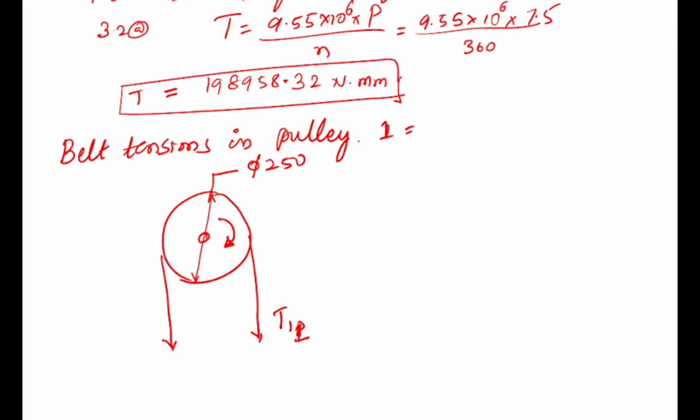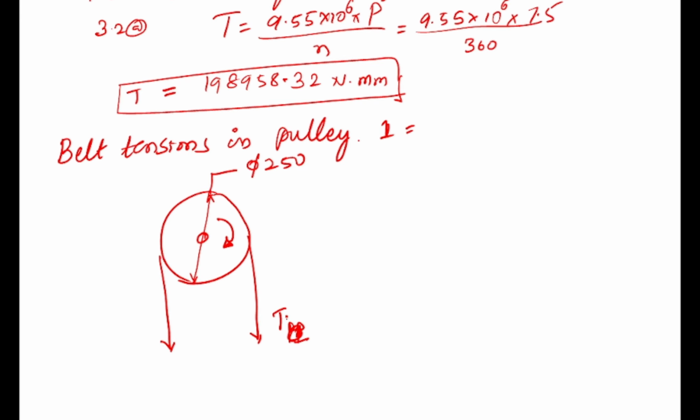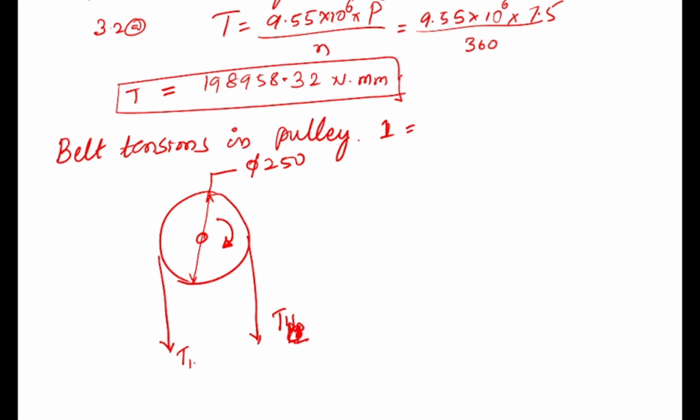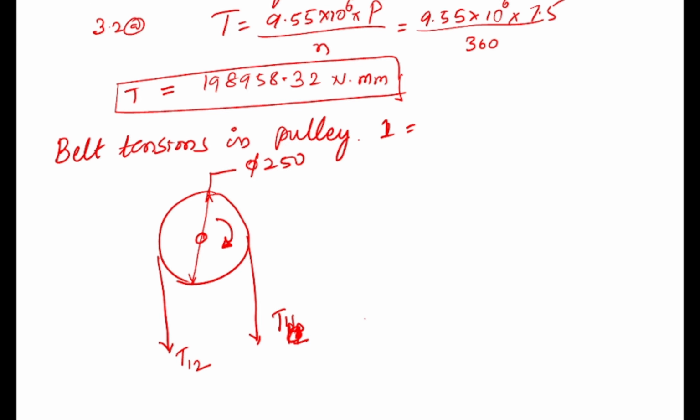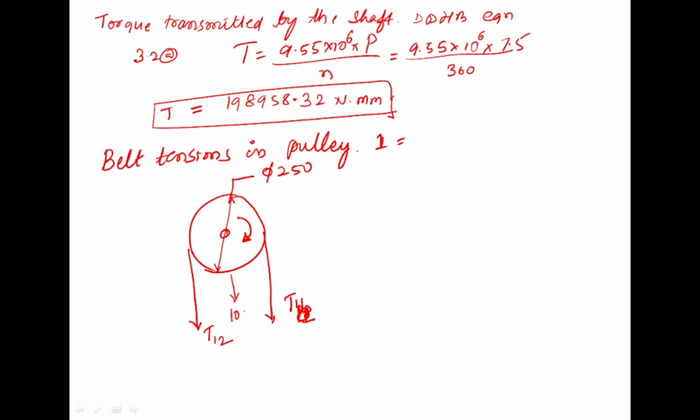So T11 is the tension on the tight side of pulley 1, and T12 is the tension on the slack side of pulley 1. Okay, so the weight is 100 Newton.